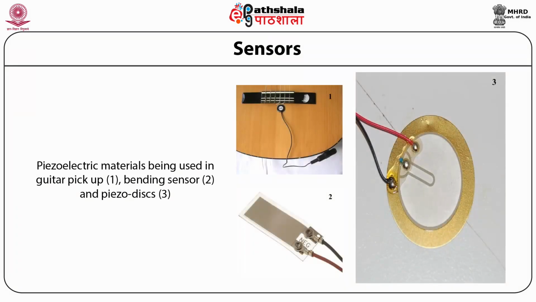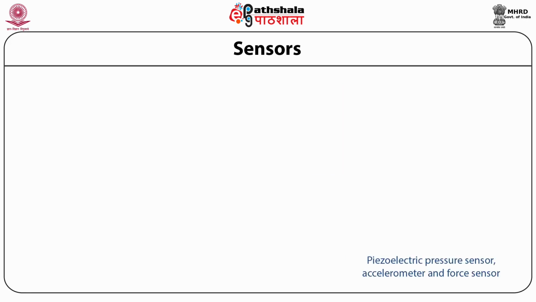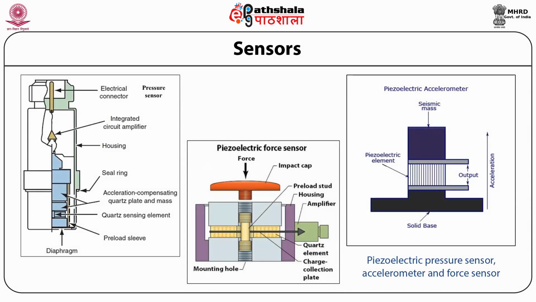All these figures show that piezoelectric materials are being used in guitar pickups, bending sensors, and piezo discs. The most common physical quantities measured by piezoelectric sensors are pressure and acceleration. In pressure sensors, a thin membrane and a massive base are used so that an applied pressure specifically loads the elements in one direction. So the figure shows the piezoelectric based pressure sensor.